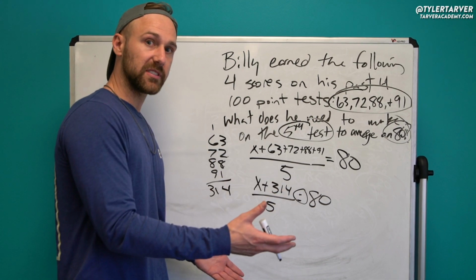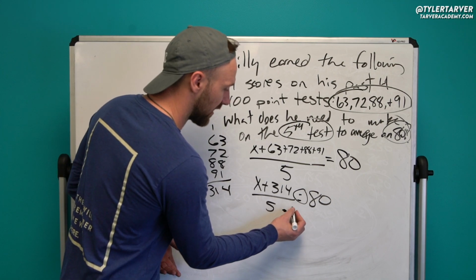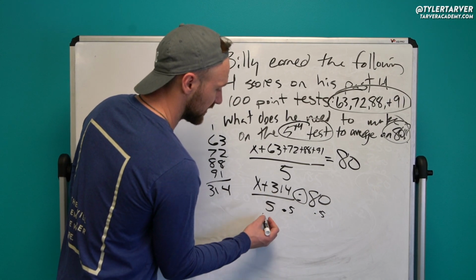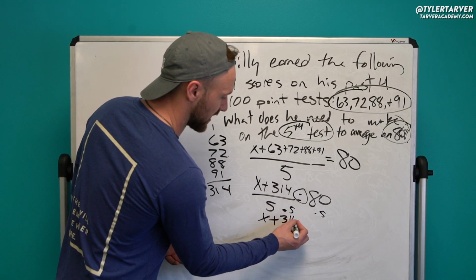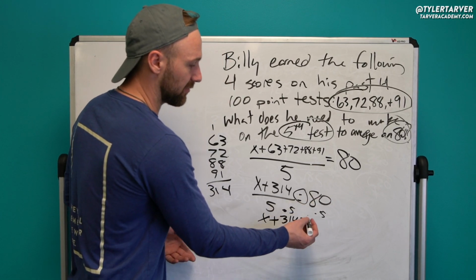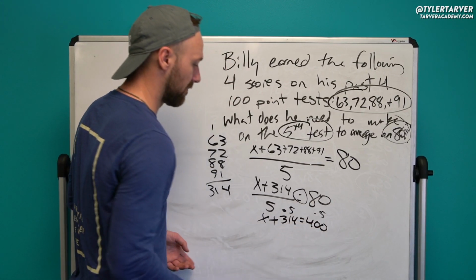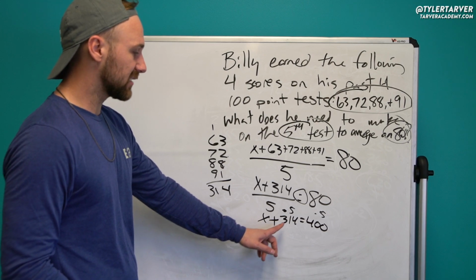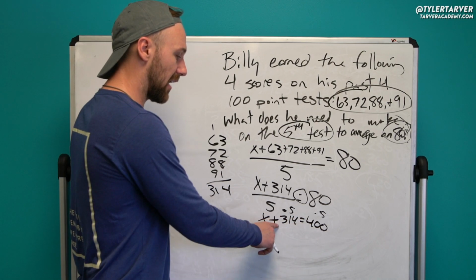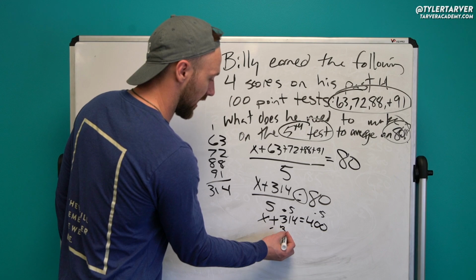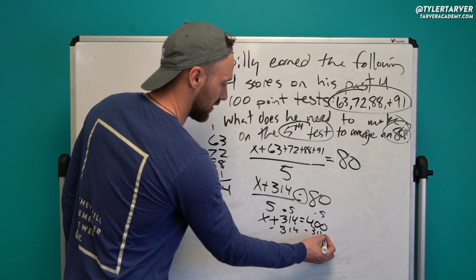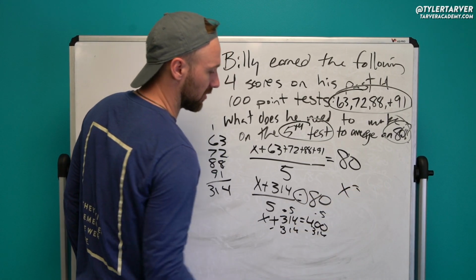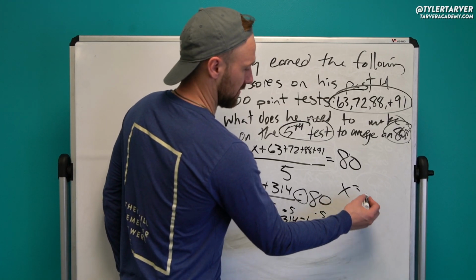Divide by 5, what's the opposite of that? Multiply by 5, so multiply both of these by 5. So X plus 314 equals, and then 80 times 5 is 400. Last step, we've got X plus that number equals that. The opposite of adding 314 is subtracting 314. Okay, so X equals, what is that, 86.